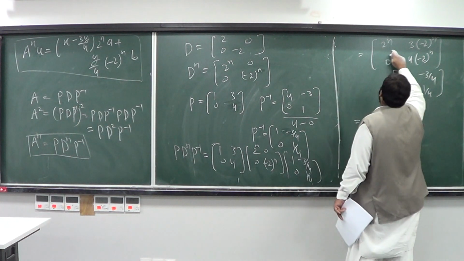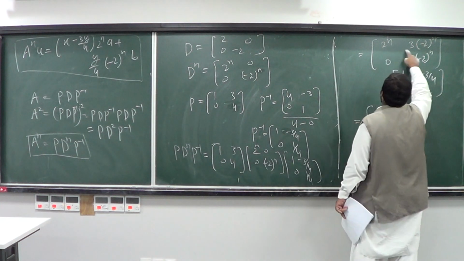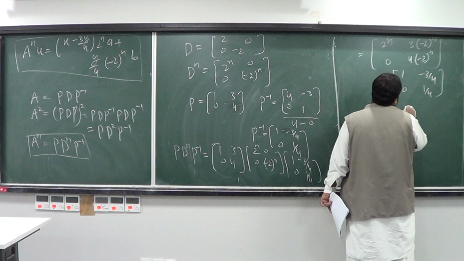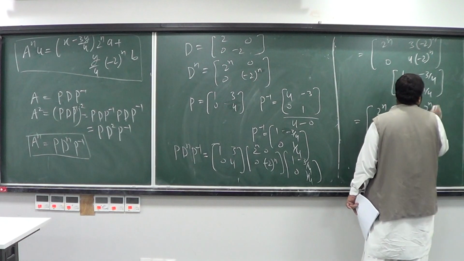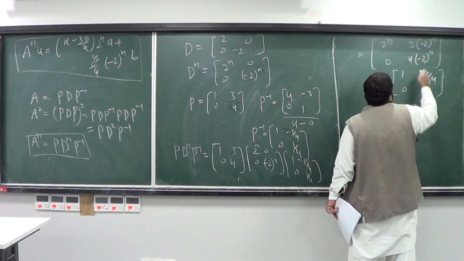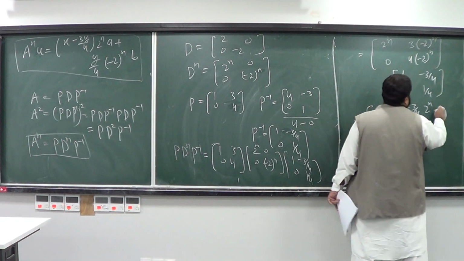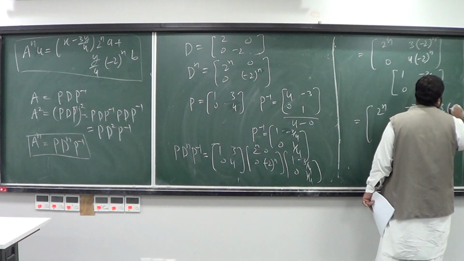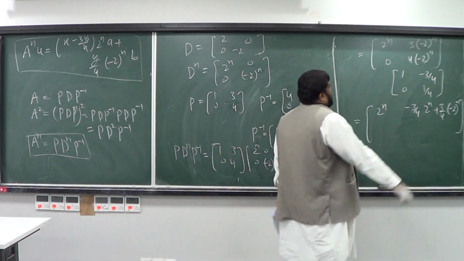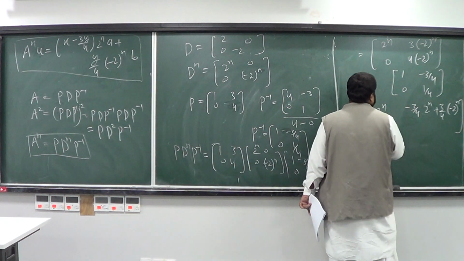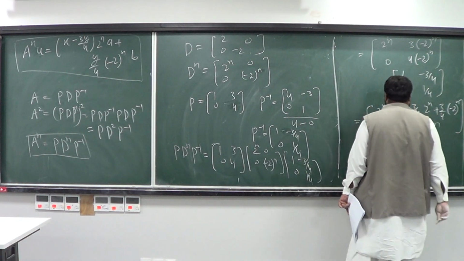So what you can do, take this row and multiply with this, so again you're going to get 2 power n. Take this row and multiply with this, so this is going to be minus 3 fourth 2 power n and 3 fourth, so this row and this column, plus 3 fourth of negative 2 power n actually. Okay, this is what you're going to get. And if you take second row and first column, you're going to get 0. If you take second row and second column, you're going to get negative 2 power n actually.